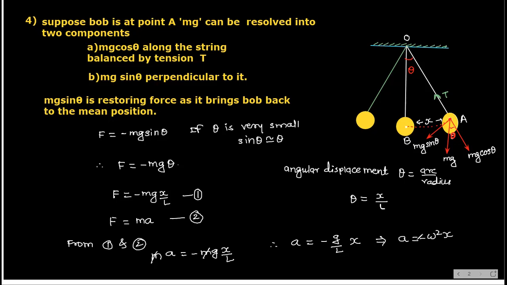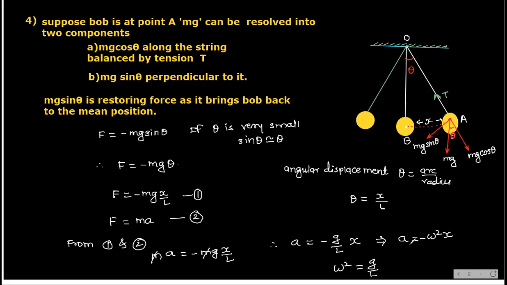Yes, A is equal to minus g by L into x, and we have one relation between acceleration and displacement in case of simple harmonic motion, that is A is equal to minus omega square x. So if I compare these two, I get omega square is equal to g by L. That we will compare later also, or if you want, you can write here also omega square is equal to g by L.